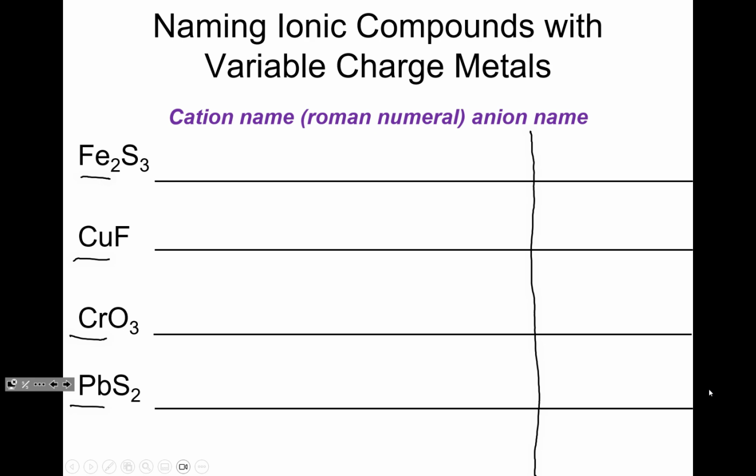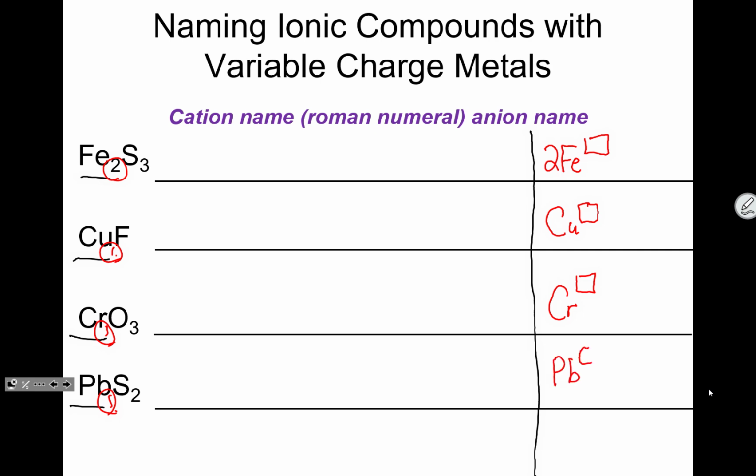So I'm thinking, this 2 means that we have 2 of those iron, whatever charge they have. No subscript means we have 1 copper, this means we have 1 chromium, and this means we have 1 lead. So I'm going to write this: 2 iron, I don't know the charge, I have to figure that out. This is just 1 copper, don't know the charge, have to figure it out. Chromium, again, don't know that charge. And then lead, don't know the charge.